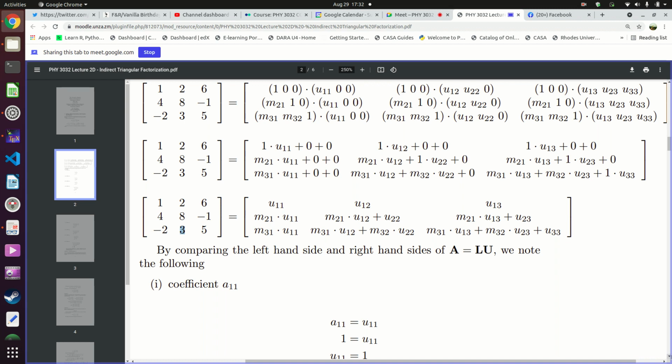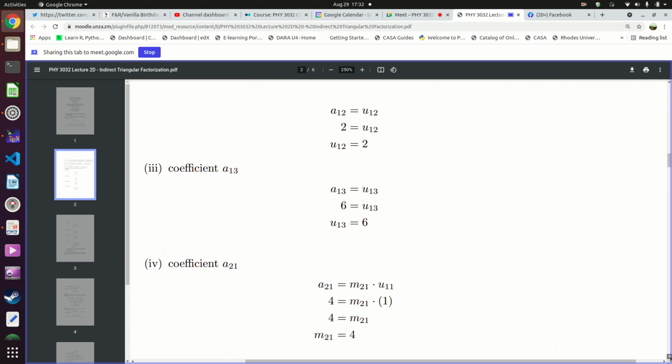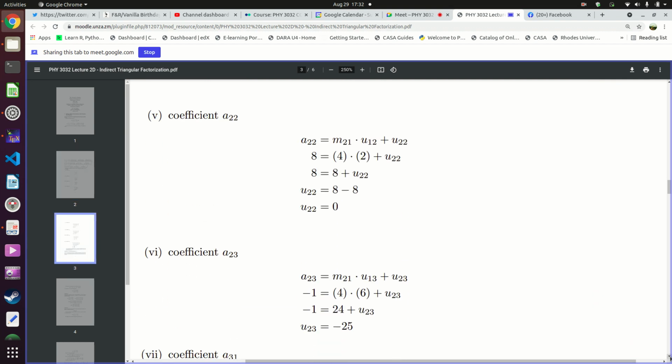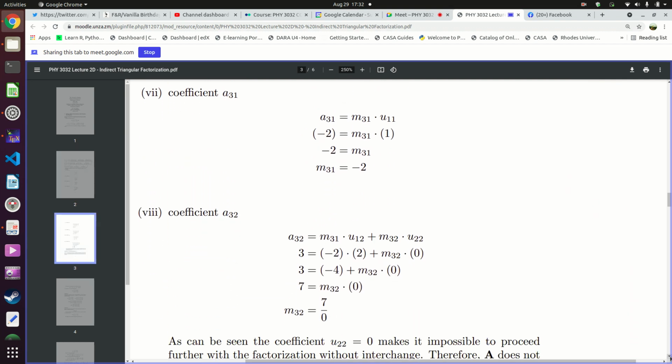So you notice what will happen. We will fail to find what is supposed to be the value for the other one, the A32. So for A32, 3 here equals M31 multiplied by U12 plus M32 multiplied by that. You put in the values for this and that: minus 2 here, 2 plus M32 multiplied by this guy, which is equal to 0. So when you do that, you end up with 3 equals to whatever this is. This is minus 4, then plus M32 times 0.